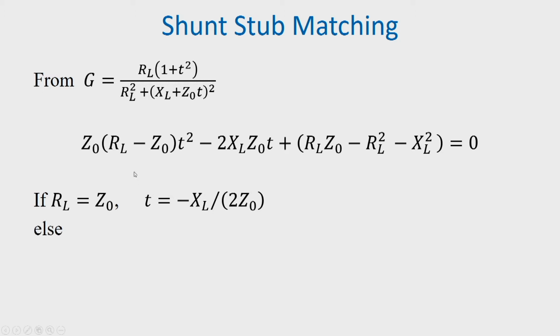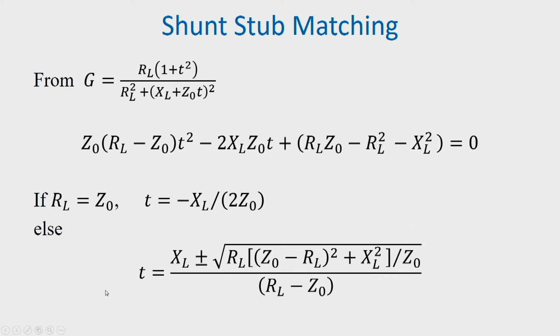But if RL is not equal to Z0, then T is equal to XL plus or minus the square root of RL Z0 minus RL square plus XL square, whole thing divided by Z0, and in the denominator we have RL minus Z0.